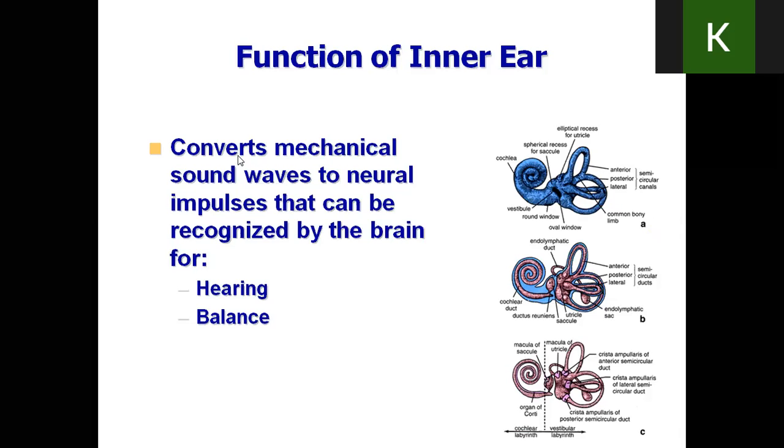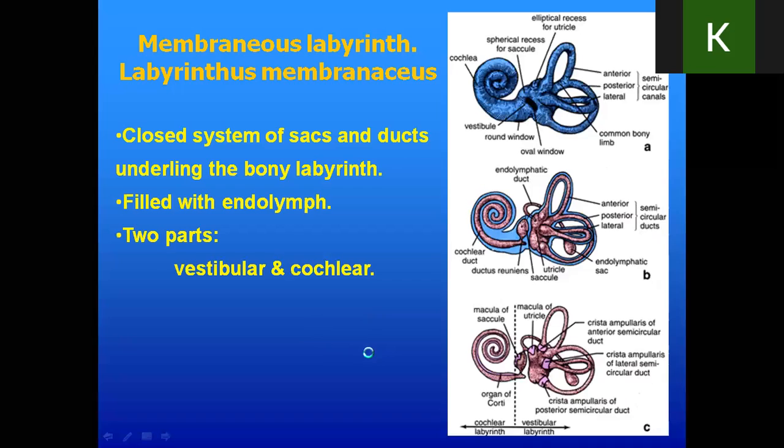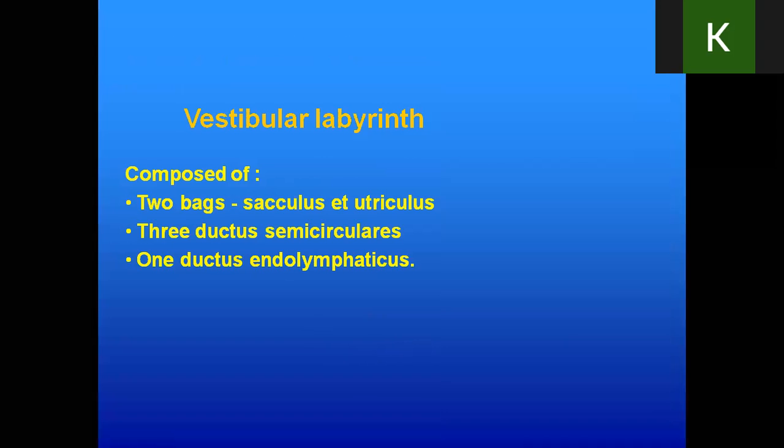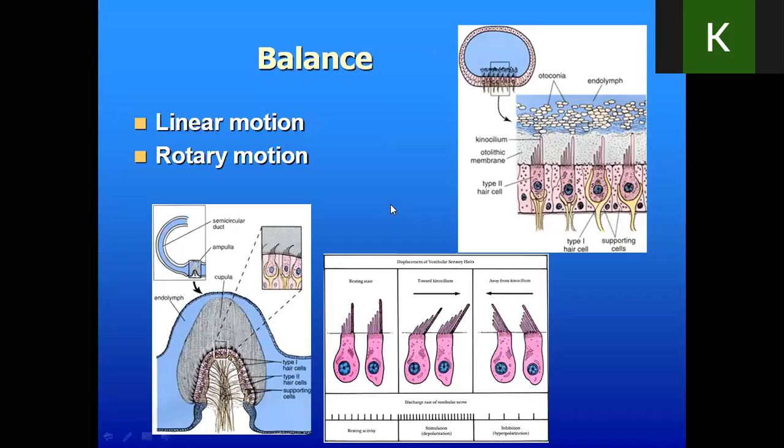The function of the inner ear is to convert mechanical sound waves into neural impulses. Neural impulse means an electrical impulse that can be recognized by the brain for hearing and balance. So the vestibule is responsible for balance and the cochlea is responsible for hearing. Membranous labyrinth, vestibular labyrinth, further details of its structures, crista ampullaris.